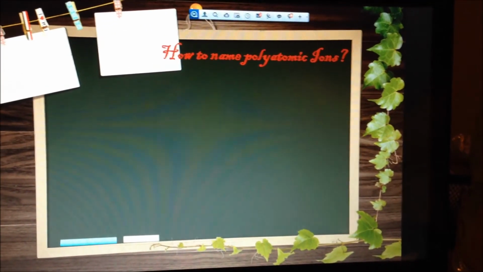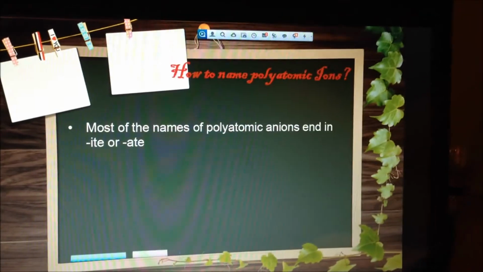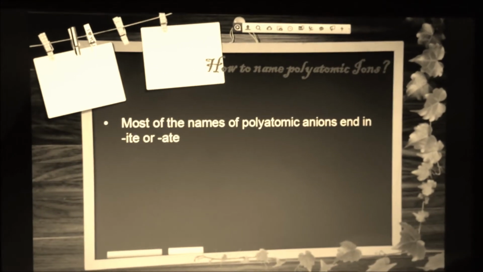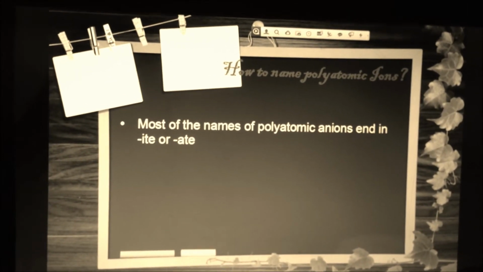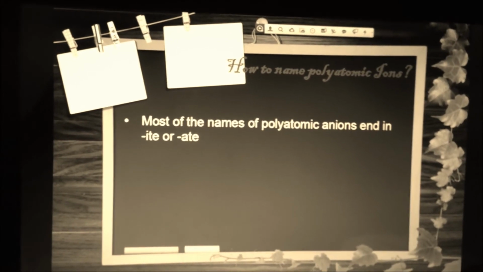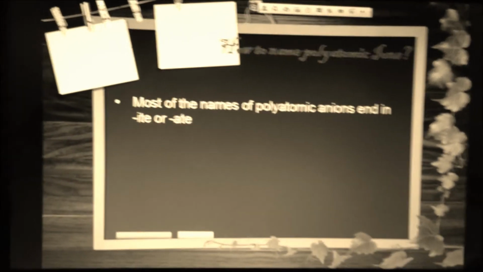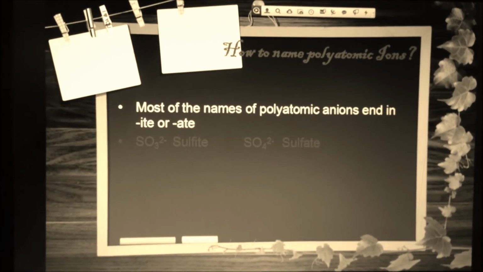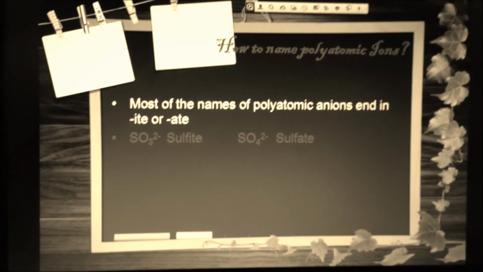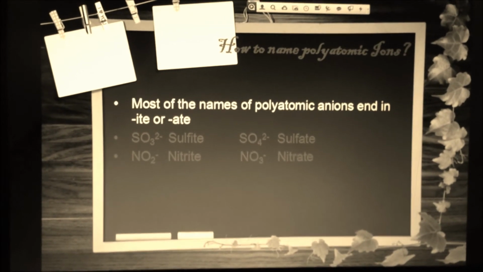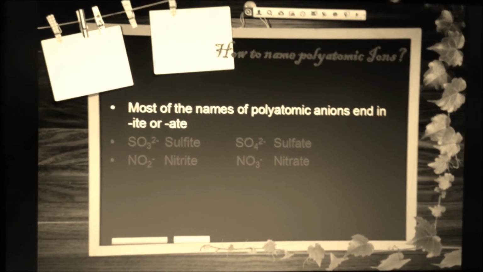Then how to name polyatomic ions? The names of polyatomic anions end in "ide" or "ate", and it's according to their charge. For example, sulfate, nitrite, and nitrate, and they have different charges.